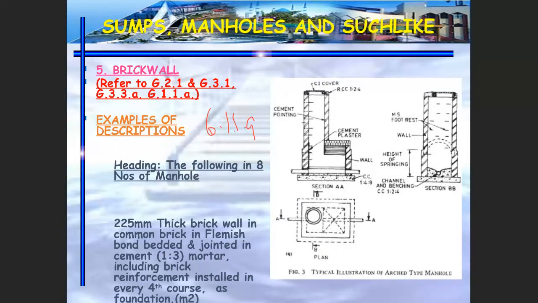And what needs to be stated, you can refer to G.3.3a, and then the category is under G.3.1. Okay, when you have the brick wall, you have to measure the brick wall under section G.